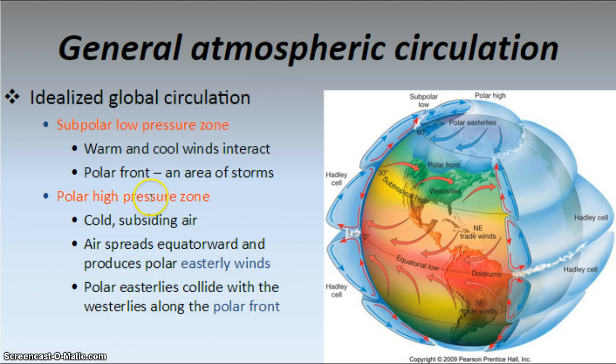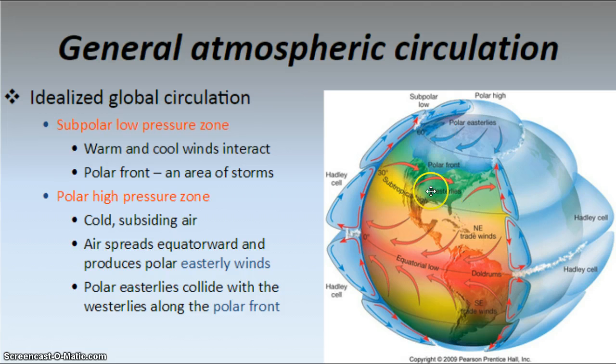So here I have a polar high pressure zone. These are going to be at my poles. These are cold subsiding air. Notice that this is a convection cell. It's traveling downward at this location. Air spreads equatorward and produces polar easterly winds. Polar easterlies then collide with westerlies along this polar front, and this is my polar front here.